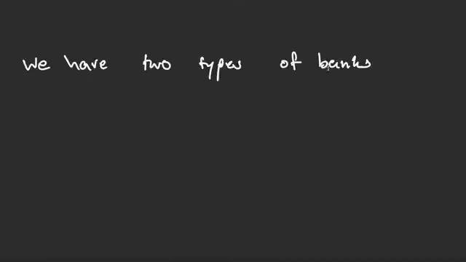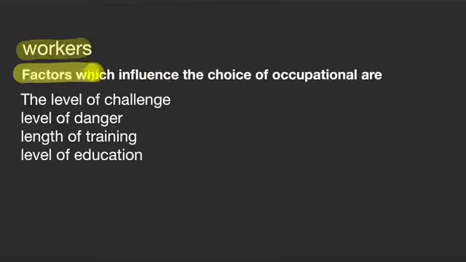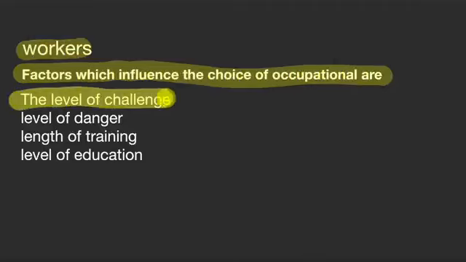We have 2 types of banks, commercial banks and central banks. We then have households, and the influences on households are spending, saving, and borrowing. With workers, factors which influence the choice of occupation are the level of challenge, level of danger, length of training, and level of education.